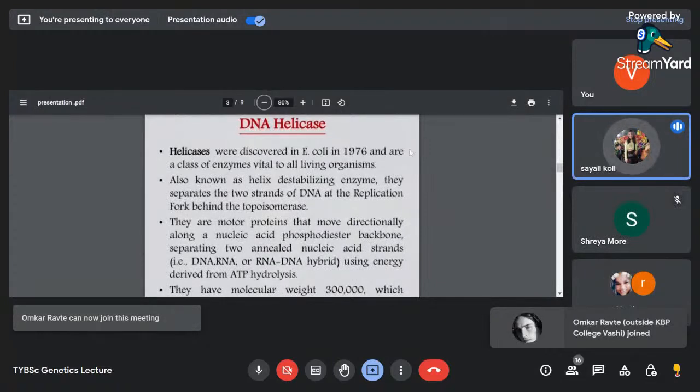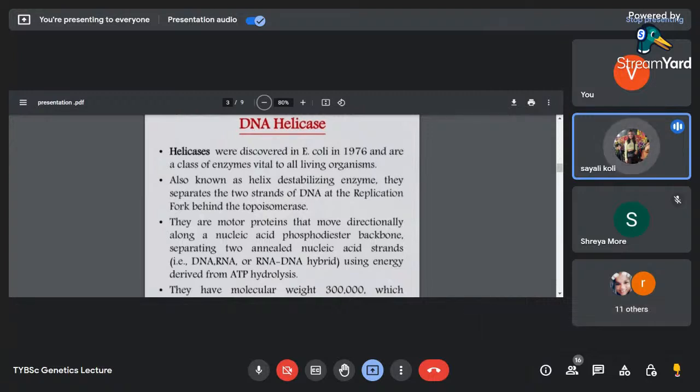So, DNA helicase. Helicases were discovered in E. coli in 1973 and are a class of enzymes vital to all living organisms. Also known as helix destabilizing enzymes, they separate the two strands of DNA at the replication fork.